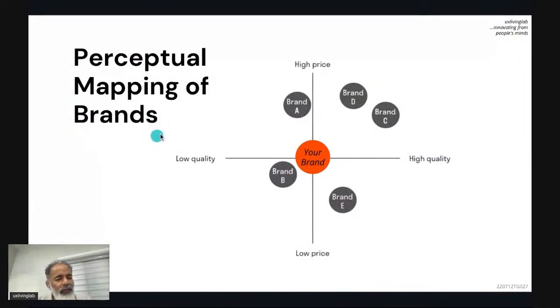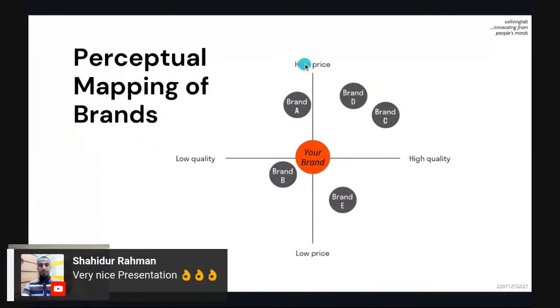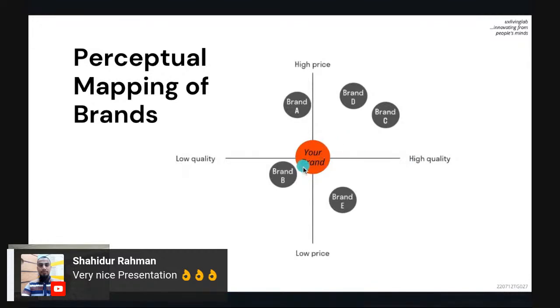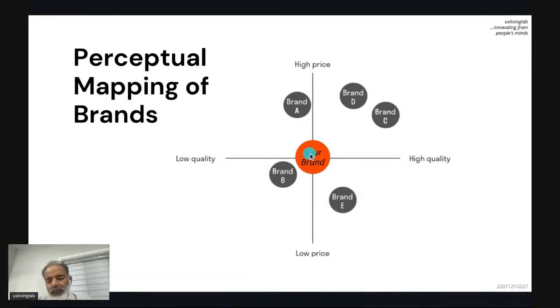Perceptual mapping of brands. Maybe this is a very simple schematic diagram of this perceptual mapping. So on one side is low quality and high quality, then on top is high price and low price. These are the axis points. Then if you fix your brand at the center, of course there are brands which have better quality than yours, according to the judgment or according to the consumer's judgment.